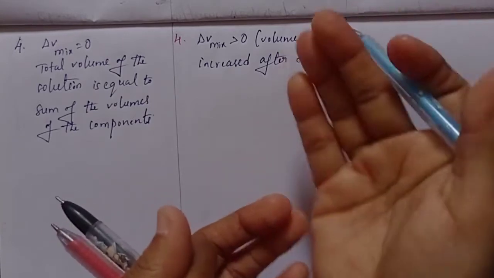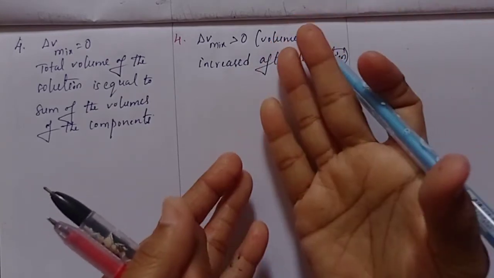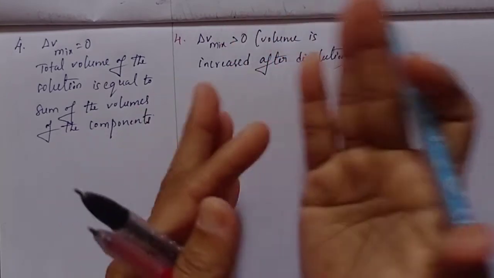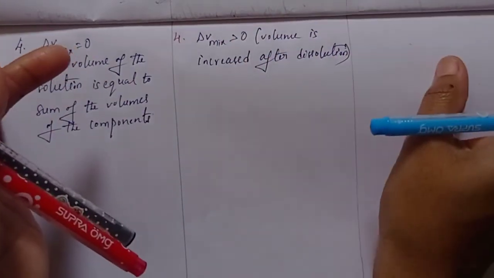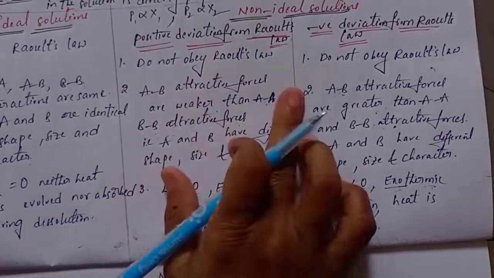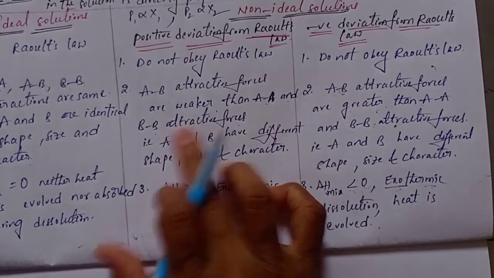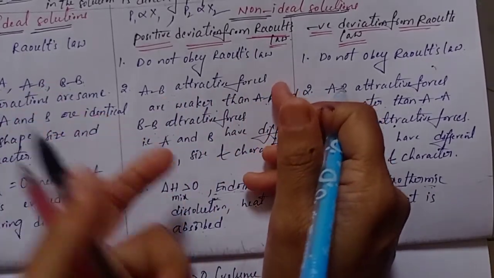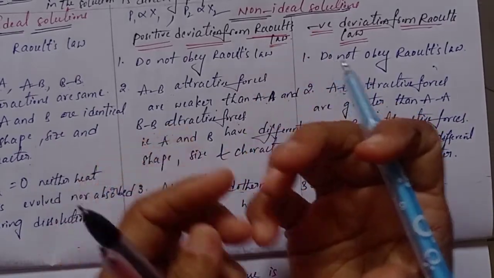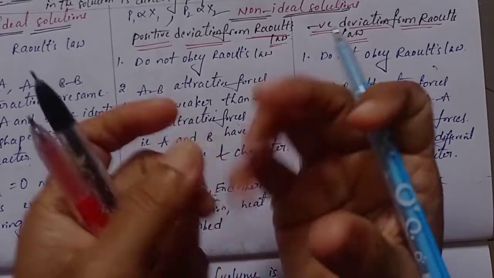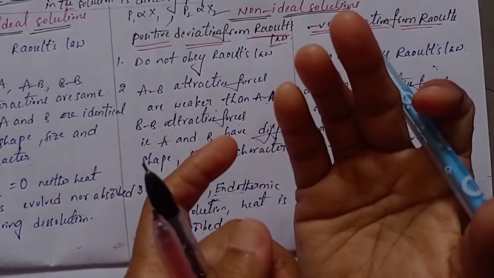Why, students, is volume increased? Because we know that in the positive deviation, AB attractive forces, that means between the two different components, attractive forces are weaker, correct? I discussed that AB attractive forces are weaker than AA and BB attractive forces, correct? So AB attractive forces are weaker now.